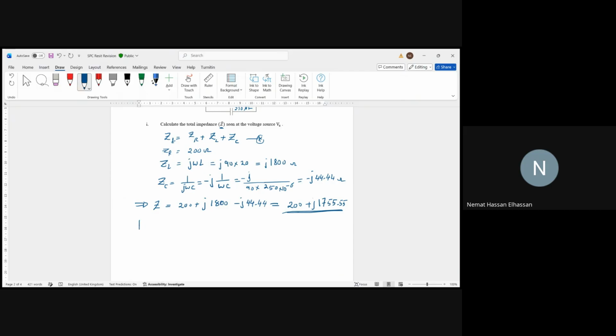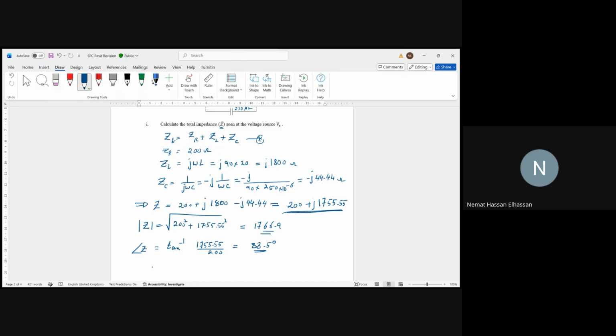So you can say that the magnitude of Z is equal to the square root of the real part squared plus the imaginary part squared, which is equal to 1766.9. And we can say that the angle of Z is equal to tan inverse of the imaginary part, 1755.55, divided by the real part, which is equal to 83.5 degrees.